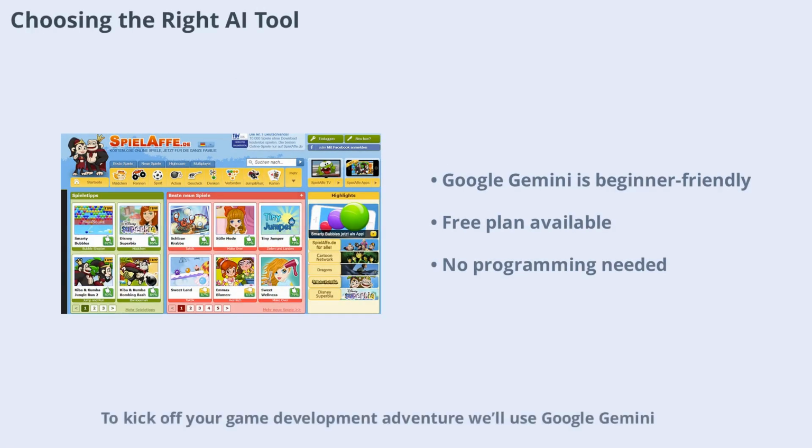To kick off your game development adventure, we'll use Google Gemini. While there are several AI platforms available, Gemini stands out for its generous free plan and user-friendly interface. You don't need any prior programming experience, making it perfect for beginners. If you ever want to explore more advanced options, tools like Claude Code, Google Gravity, or Codex are available. But for now, let's stick with Gemini and focus on building a classic game together.